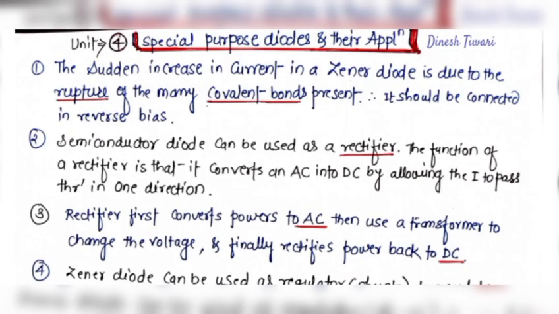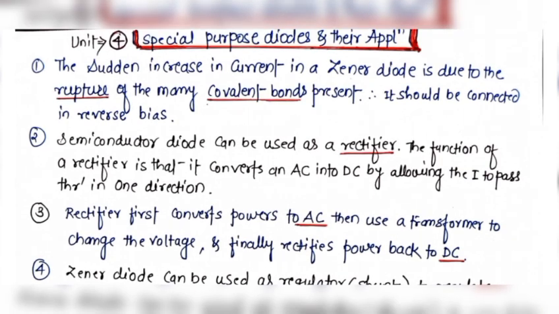Special purpose diodes and their applications. Unit 4. Sudden increase in current in a Zener diode is due to the rupture of the many covalent bonds present. Therefore, it should be connected in reverse bias.